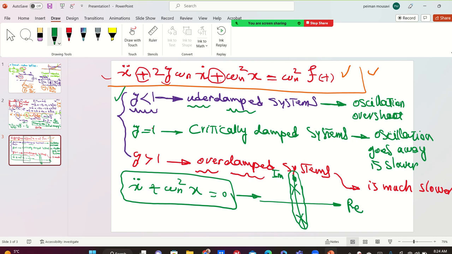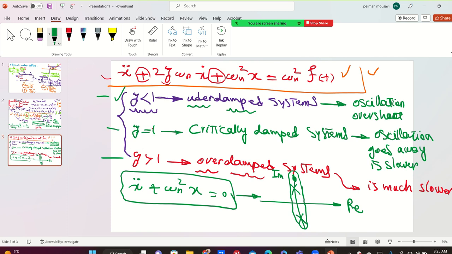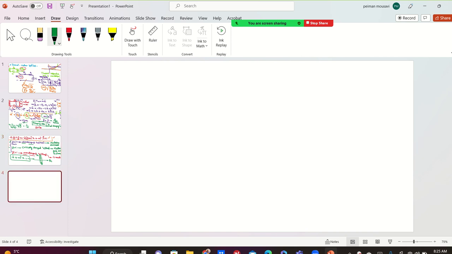So, having that, now let's go back. We're going to examine one by one of these for different inputs to the systems, mathematically and in Simulink and MATLAB. Okay. So, having that, now we have x double dot plus 2 zeta omega n x dot plus omega n squared x equals omega n squared f of t.